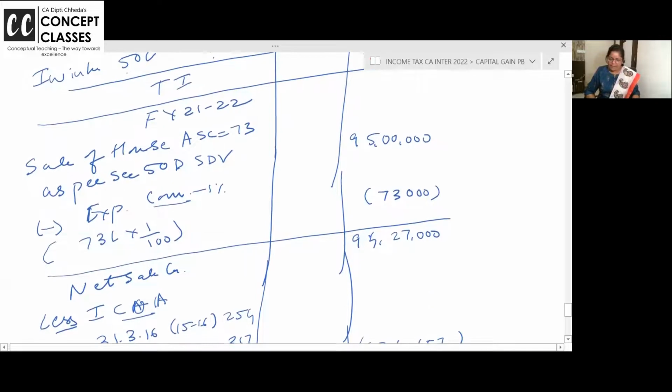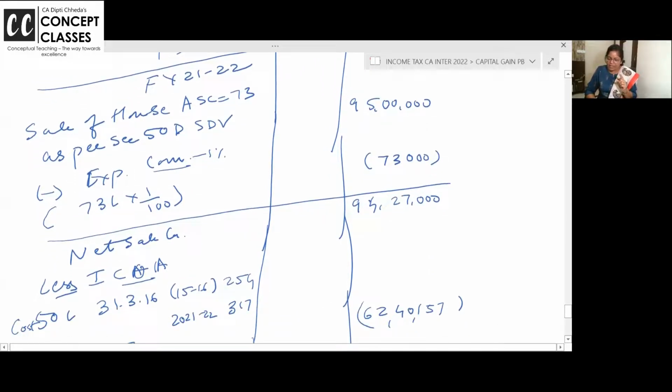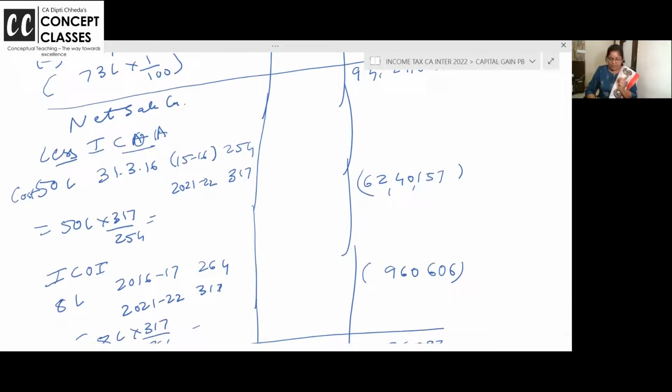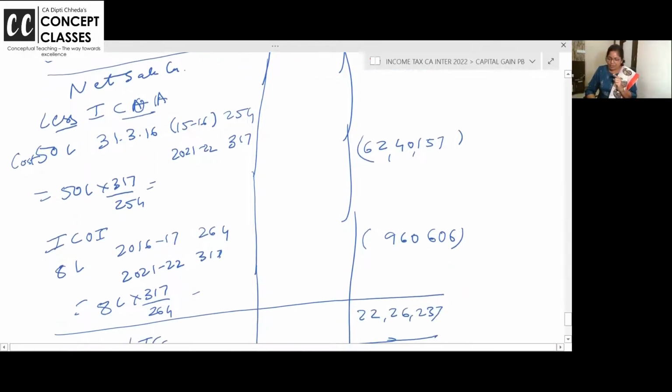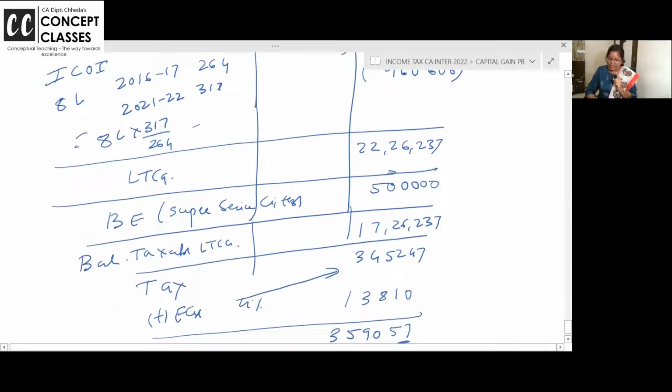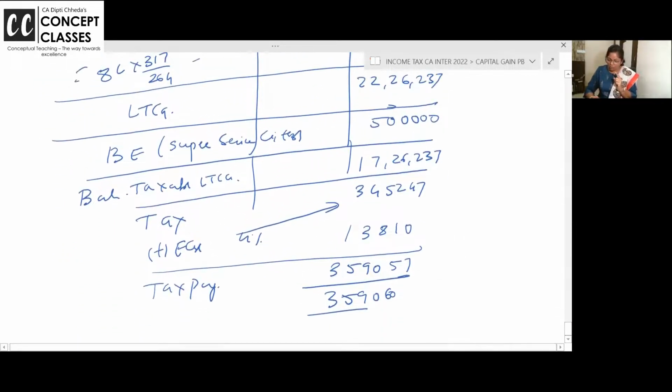एक मिनट पहले sale consideration लिखा. Expenses 73 lakh. Net sale consideration. Index cost of acquisition. Index cost of improvement. I have a question. Please don't leave the class. Long-term capital gain. Basic exemption, 5 lakh. Tax payable. लिख लो जल्दी से.